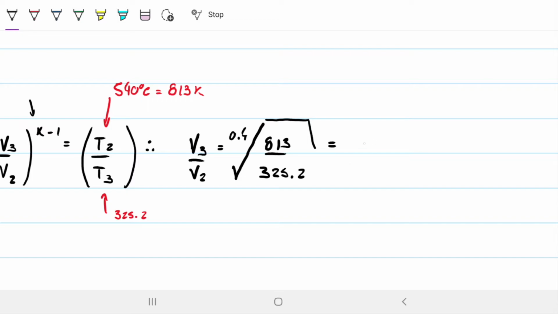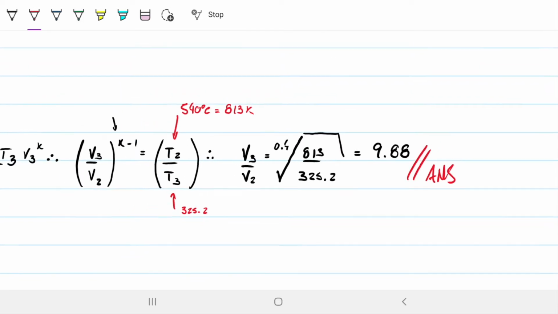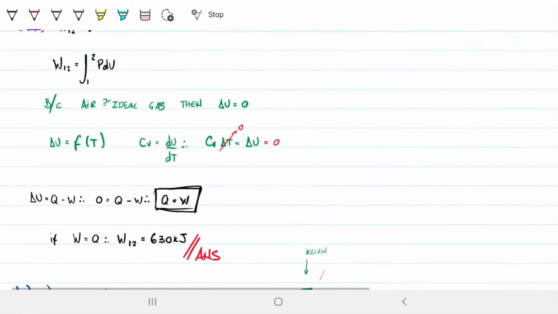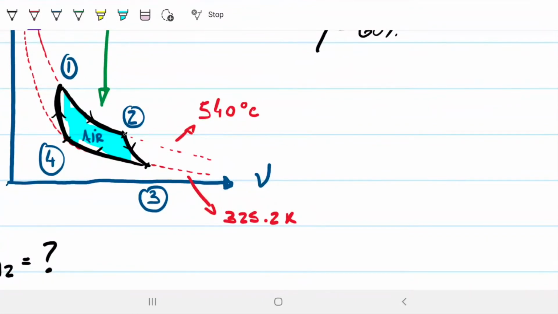I mentioned this. So this is 9.88. Okay, so what we're saying here is, just go back to our PV diagram, 9.88. We're saying that as we go from this point to this point, the difference in volume is 9.88 times the original volume. So for instance, if this is 1 meter cubed, then this one here is 9.88 meters cubed. That's what we're saying. That's what we just found.